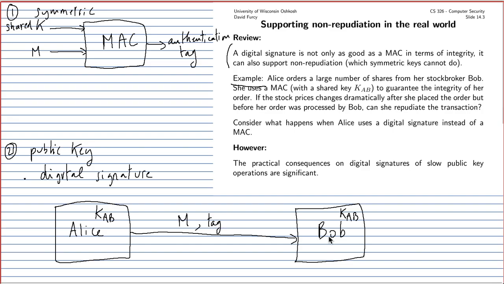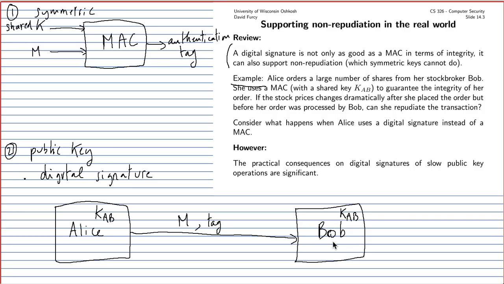Bob receives the order and can verify that it came from Alice. Because Bob is a busy guy, he doesn't place the order until several hours later in the day. It turns out that at the time Bob places the order, the price of the shares is going up significantly. So Alice ends up paying a lot more money than she thought she would at the time she sent the order to Bob.